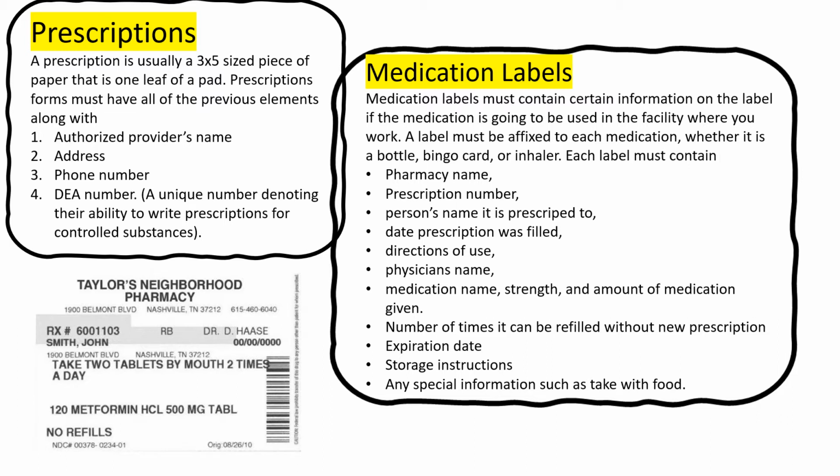Medication labels. Medication labels must contain certain information if the medication is going to be used in the facility where you work. A label must be affixed to each medication, whether it is a bottle, a bingo card, or an inhaler. Each label must contain the pharmacy name, the prescription number, the person's name it is prescribed to, date prescribed, directions for use, physician's name, medication name, strength, and amount of medication given, number of times it can be refilled without a new prescription, expiration date, storage instructions, and any special information such as take with food.